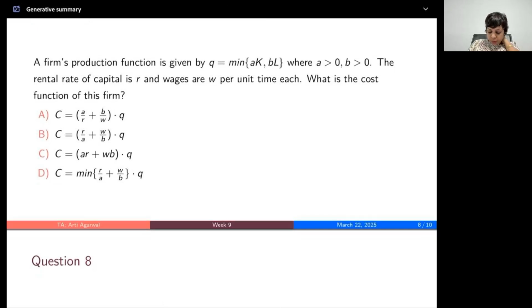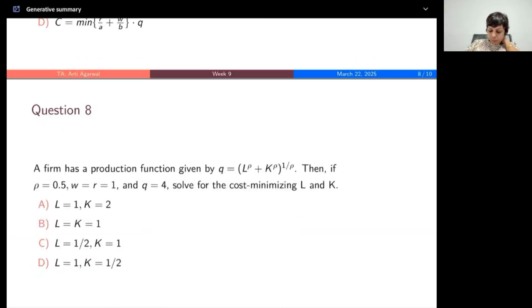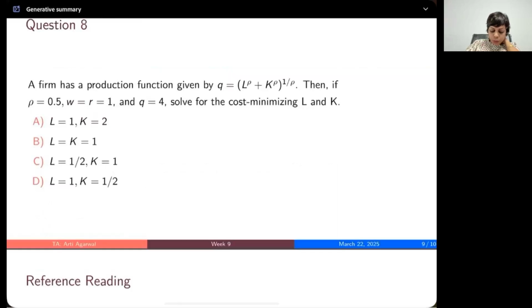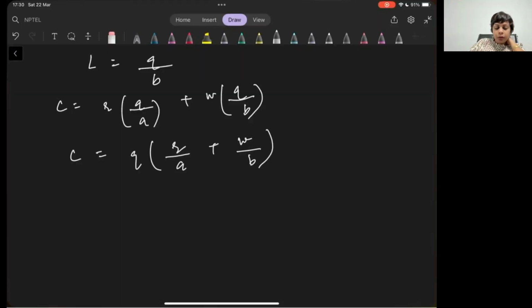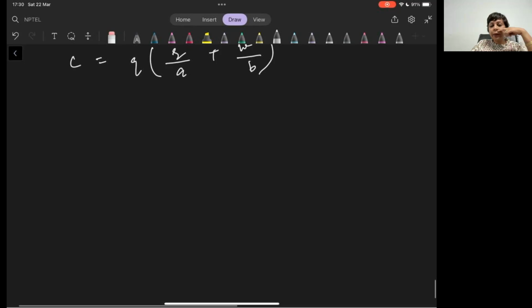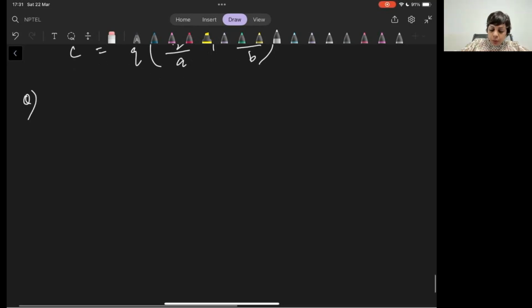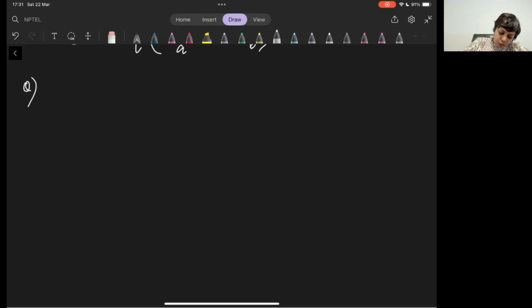Now, before I go to the next question, there's one more question I wanted to take, but I could not get enough time to type it out. So I'll just write it out or I'll just draw it here. And the main reason I couldn't do it is because I couldn't draw the diagrams.